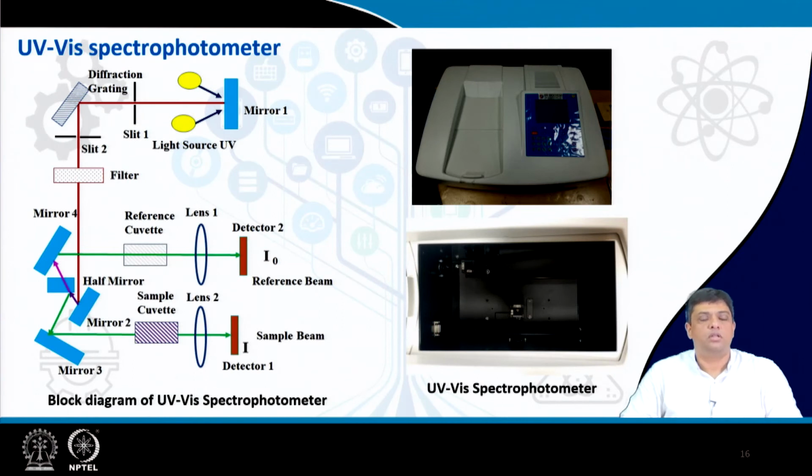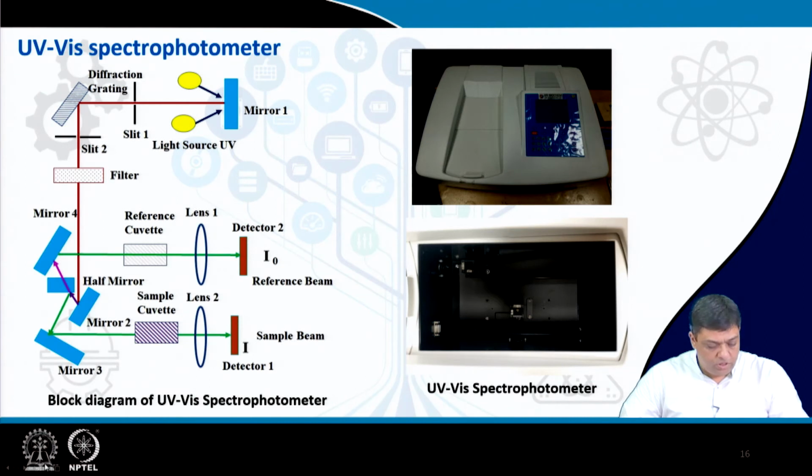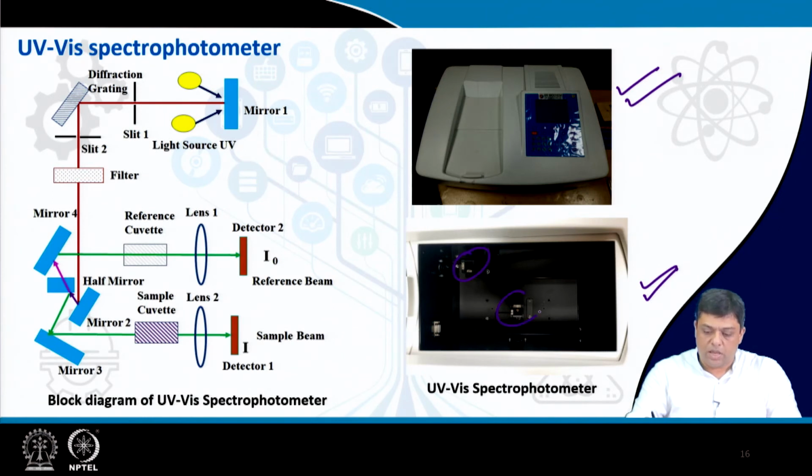This is what the UV-visible spectrophotometer typically looks like. This is the instrumentation of the UV-visible spectrophotometer. This is a typical instrument, and this is the picture of the chamber where you have the sample holders. And you will see the video in the next slide and things will become very clear.